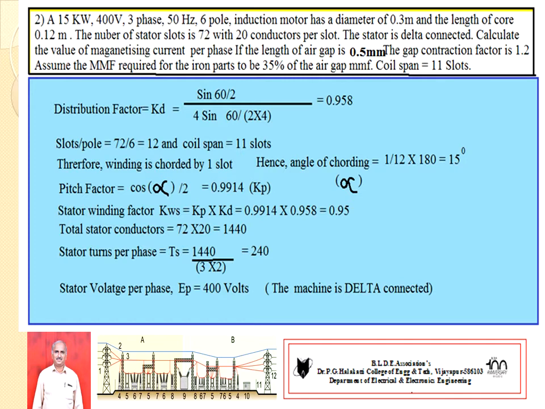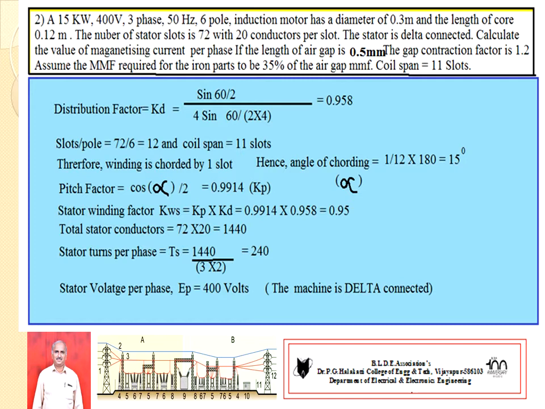So we begin this problem with calculation of distribution factor. So KD equals sine 60 by 2q divided by q sine 60 by 2q. Already you know what small q is, number of slots per pole per phase. So q you calculate, number of slots per pole per phase, we are going to get as 4. You substitute all the values. So distribution factor we are going to get around 0.958.